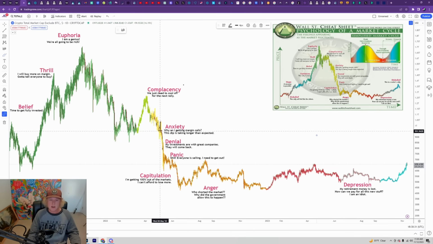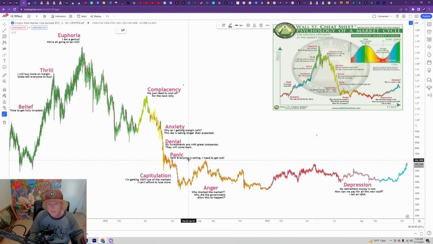Then we start to see us making a lower low. People start to freak out a little bit. Anxiety: why am I getting margin calls? This dip is taking longer than expected. Denial: my investments are with great companies. They will come back. And this is where you start to see the trick of the emotions, where you see the market dropping, but you can still convince yourself to continue to hold regardless of what is basically breaking down inside of the market. And that's where we get into this sort of events.